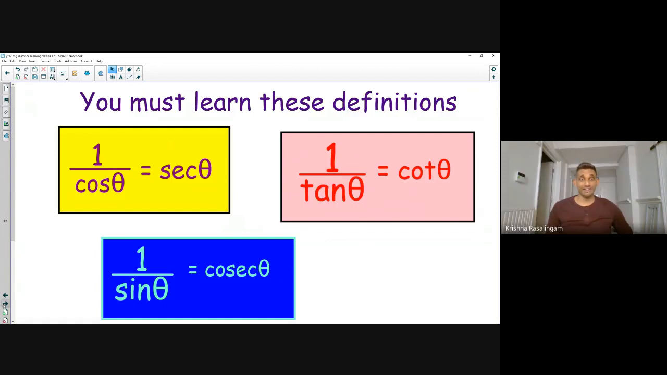They are definitions. There's no real thought behind it, no proof. So it is 1 over cos is sec, 1 over sine is cosec, 1 over tan is cot. You know that.